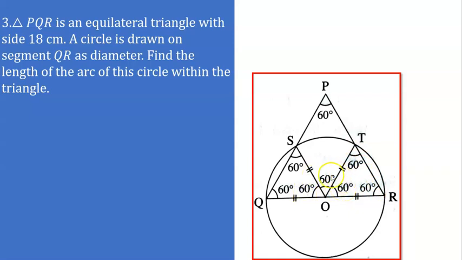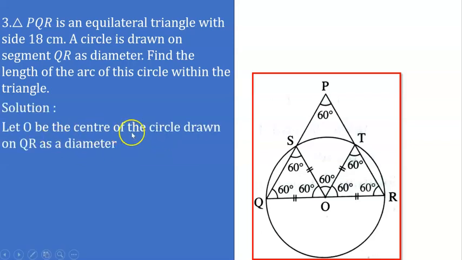Now these are linear angles and the sum of the measures of linear angles is 180. This is 60, 60 and the remaining must be 60 degree, and hence the measure of angle SOT is 60 degree, and using this we can find out the length of arc ST. We want to find out that. Now see this here.